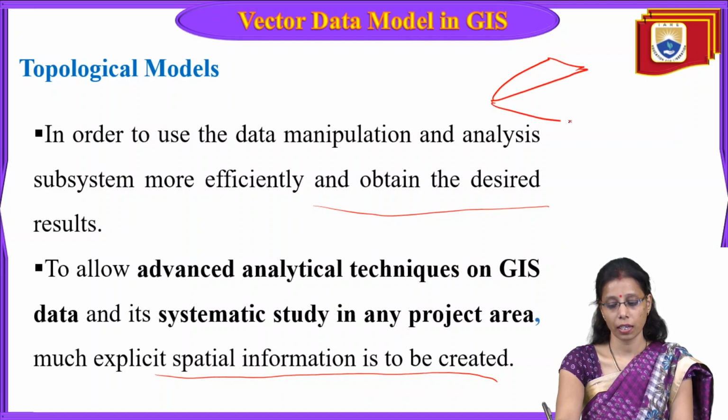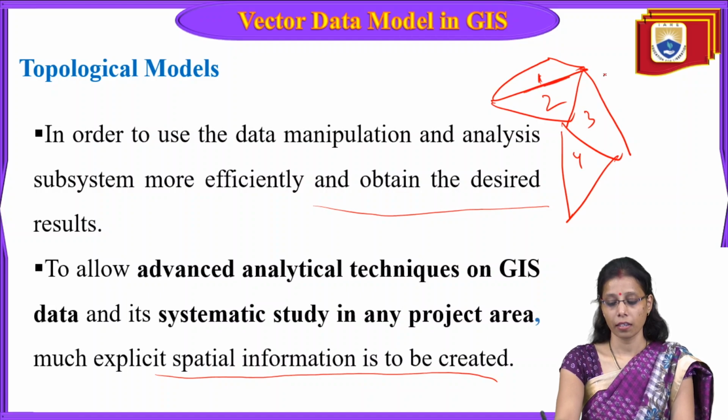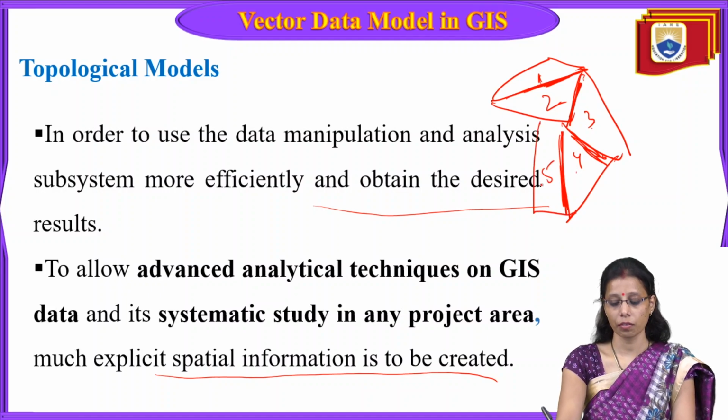For example, we have different polygons like this: 1, 2, 3, 4. This polygon is sharing this line. The second polygon is sharing this line with the third polygon. The third polygon is sharing this line with the other one, and the fourth polygon is sharing this line with the other one. So this is the fifth polygon. If it wants to share the other line, it can be shared with the other one.